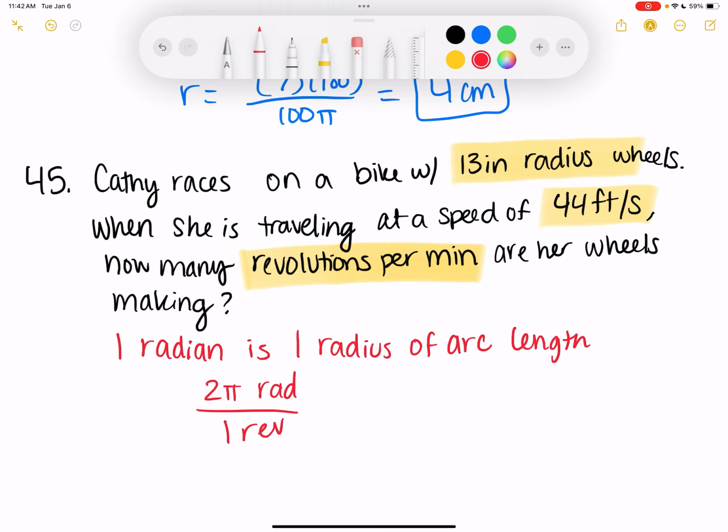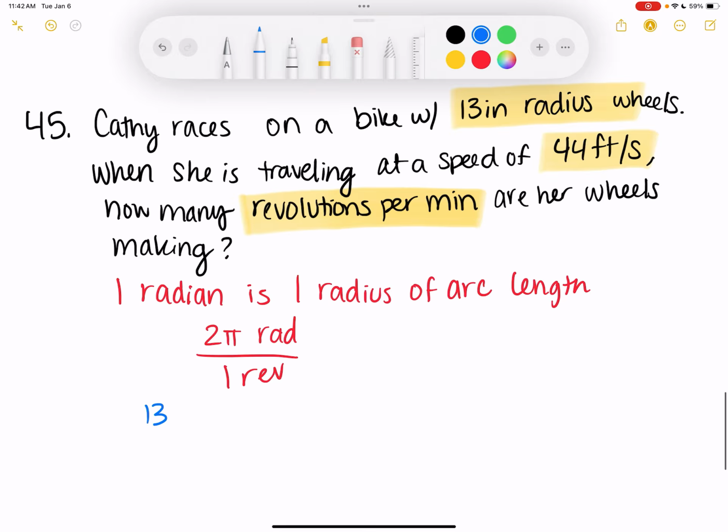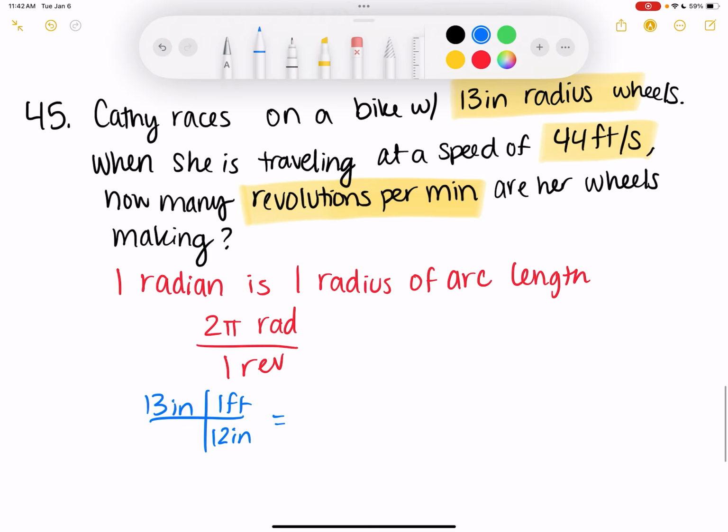So the first thing I would probably deal with is converting my inches to feet, just so that that's taken care of. I'll deal with the seconds and minutes at the end in my conversion chart. So I've got 13 inches. 1 foot is 12 inches. So that's something like 1.08 feet, or it should be. And this is my radius.